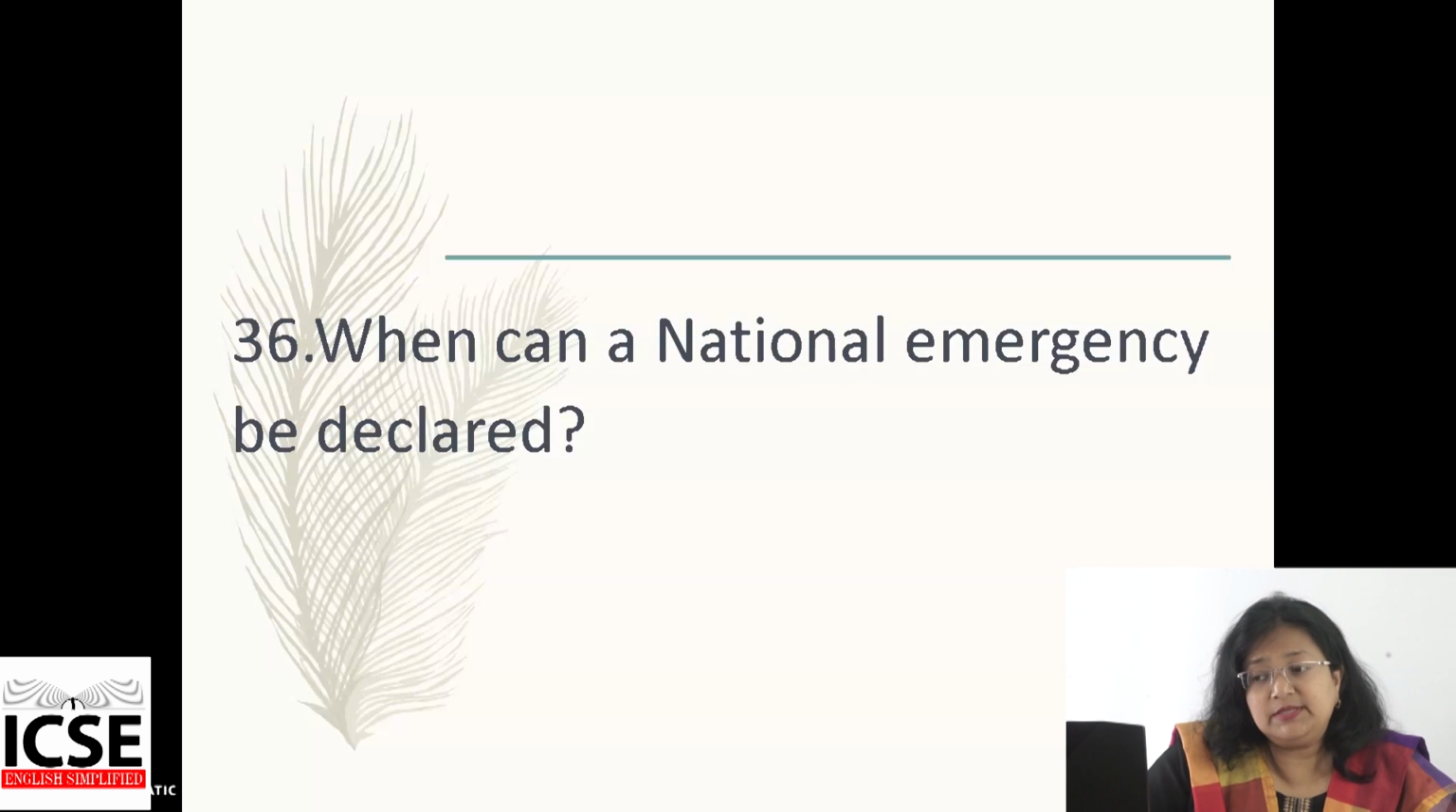When can a national emergency be declared? So there are 2 points you could write. One, when there is a threat of external aggression. For example, a neighboring country is attacking India, a national emergency could be declared. The national emergency can be declared only when the ministers of the cabinet give it to the president in writing. That is one way in which the cabinet is superior, or has a higher rank than the other council of ministers. It's an important distinction between cabinet and council of ministers.